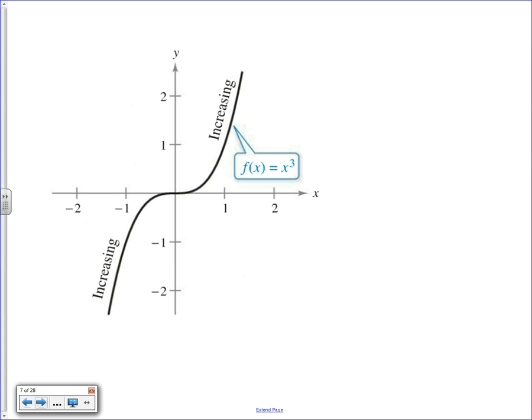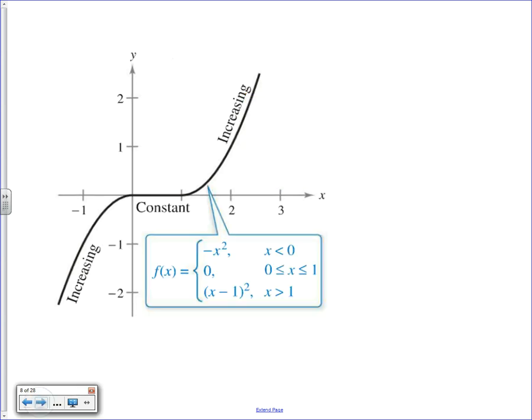Another one, what's my critical number here? 0. Is that a max or a min though? It's not. Okay, so that would have been a point where you would have found it in your derivative, and then when you put it back in, it would not have given you a max or a min. Notice that it's increasing on both sides, so it doesn't have a chance to be a max or a min. Piecewise function, same kind of thing.